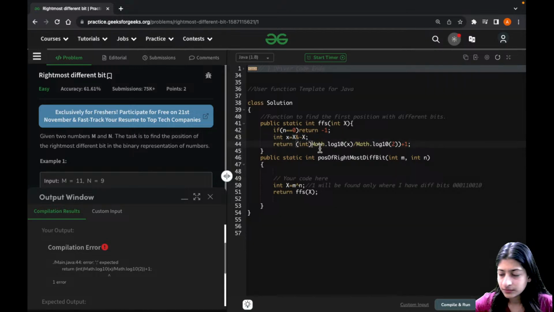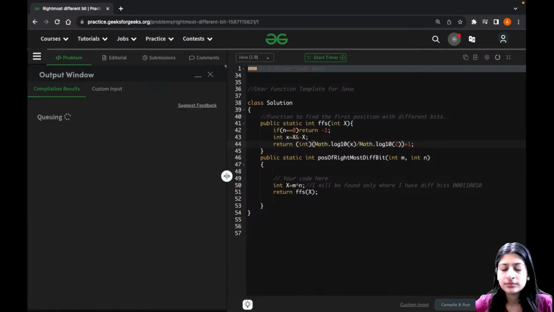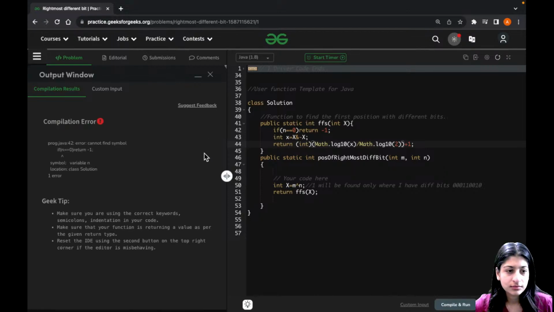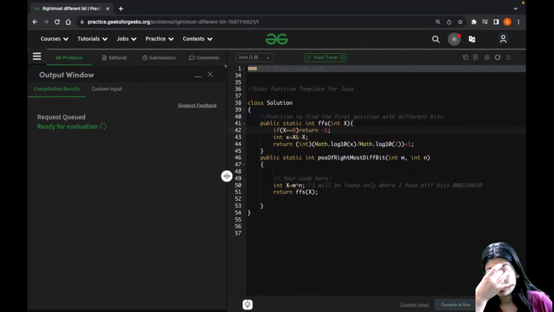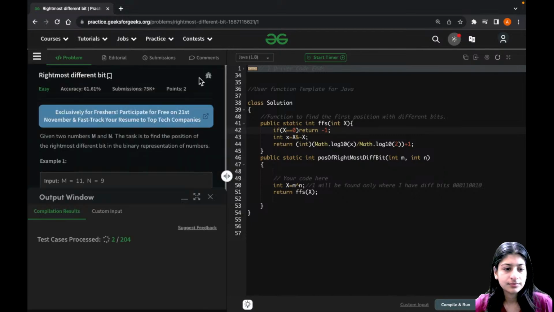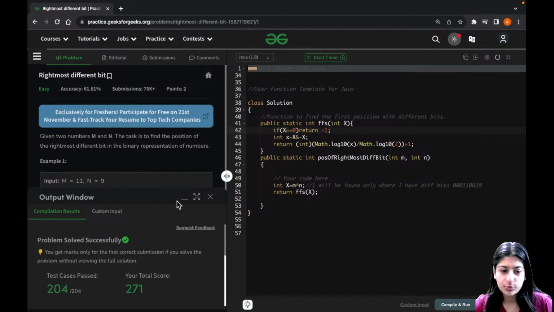And Math.log plus 1. Capital X. Okay. And that's how you solve this problem.